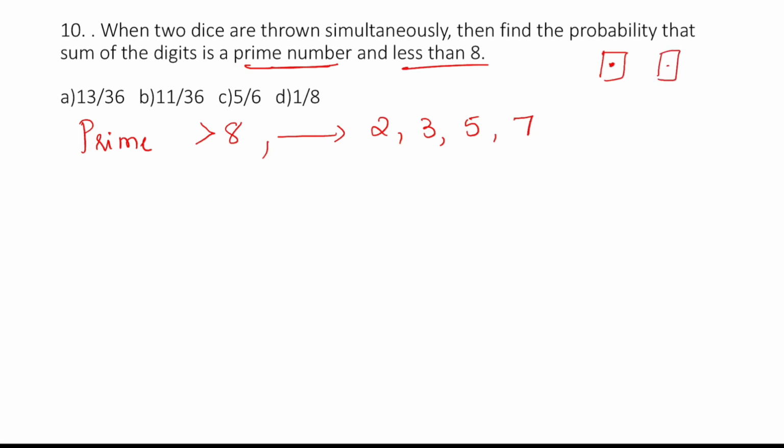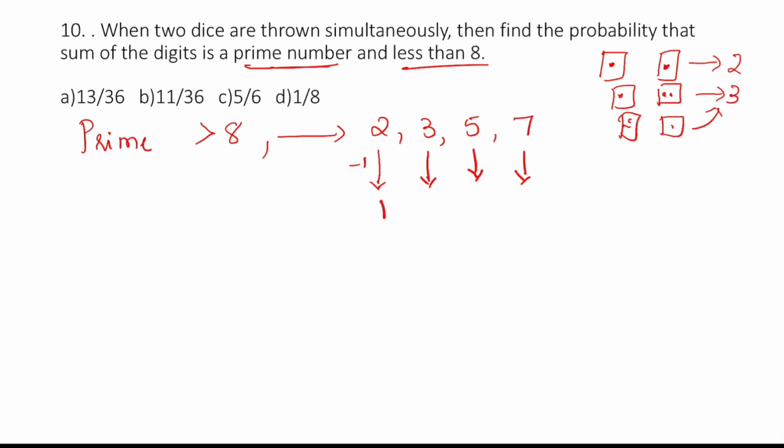Okay, so if we want 2, then it should be 1 on both. If we want 3, it should be 1 on one and 2 on another, isn't it? Or 2 on one and 1 on another, isn't it? So how many outcomes like this will we get, they are asking. So to get the sums 2, 3, 5 and 7, all lie in the first group, isn't it? So deduct 1 from them, and you will get the number of outcomes.